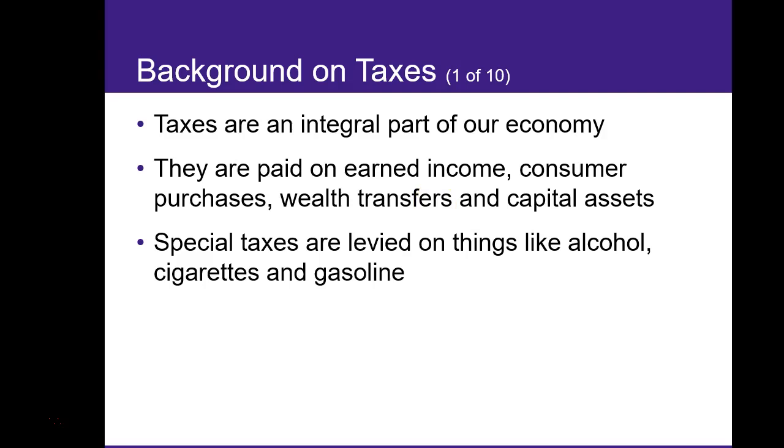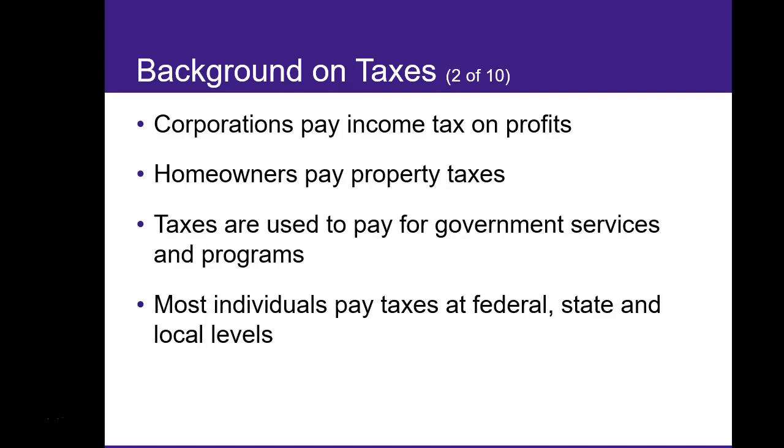So when you are earning income through your employer, you have to pay taxes. When we're consuming goods, we have to pay taxes. Wealth transfers, gift taxes, estate taxes, and even on capital assets, there's something called capital gain taxes that have to be paid. There's also special taxes paid on things such as alcohol, cigarettes, gasoline, food, etc. Certain items have special taxes that have to be paid as well. Corporations have to pay taxes. Individuals pay taxes on their homes, and also in Missouri, we pay taxes on our vehicles.